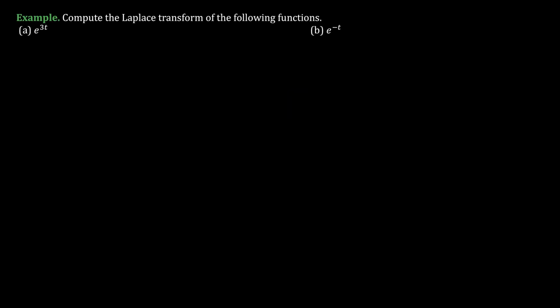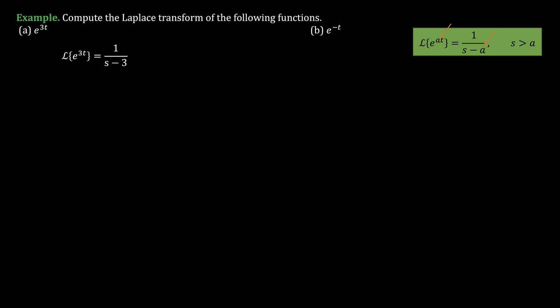Let's go ahead and try some practice with some quick examples here now that we actually derived the Laplace transform for an exponential. So I'm going to go ahead and put that formula for reference over here. We're going to be taking the Laplace transform of e to the 3t and e to the negative t. And the way that it's done is you just want to figure out what the a value is over here in the formula and then plug it in.